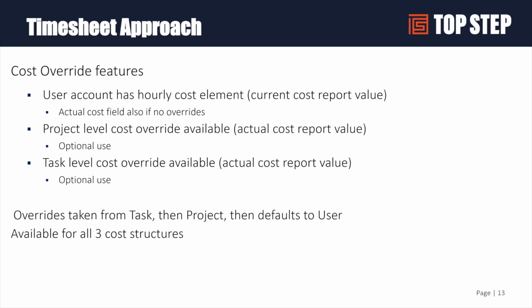And so what the system will do, when you have these turned on and the timesheet is being approved, is first look to the task to see if there's an override. Then it'll look to the project to see if there's an override there. And if those are both null, then it'll go to the user and pull whatever the hourly rate is there. So that's how the workflow works behind the scenes. And you can do cost override for all 3 costs: primary, secondary, and tertiary can all be used in this process.